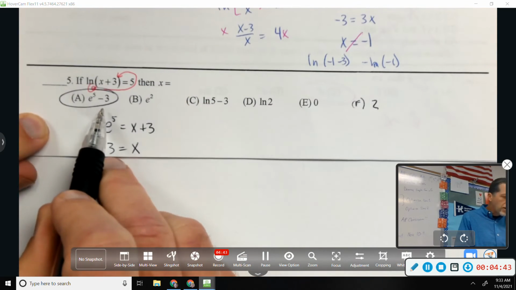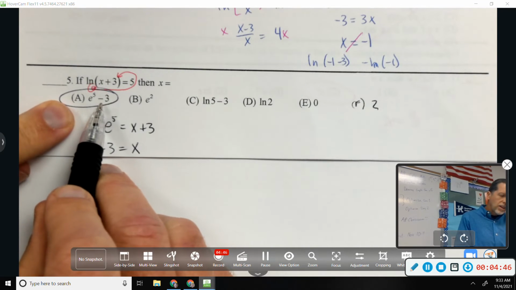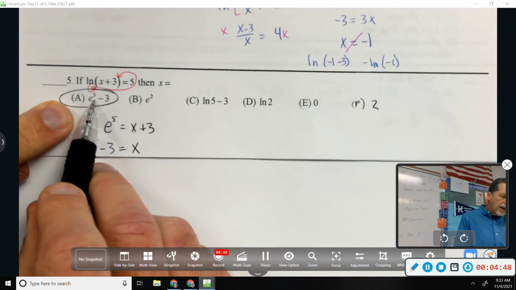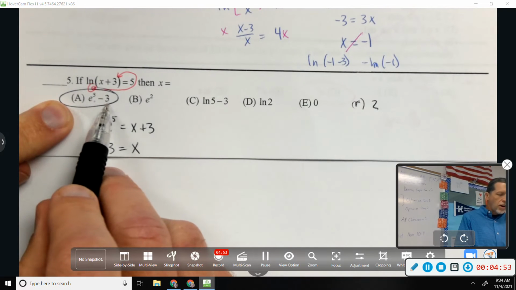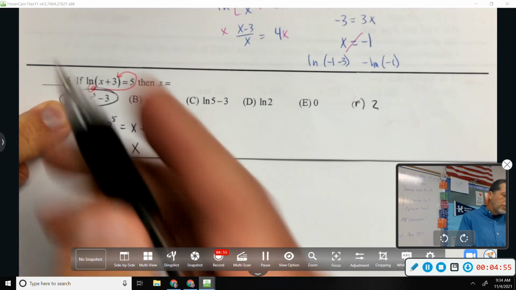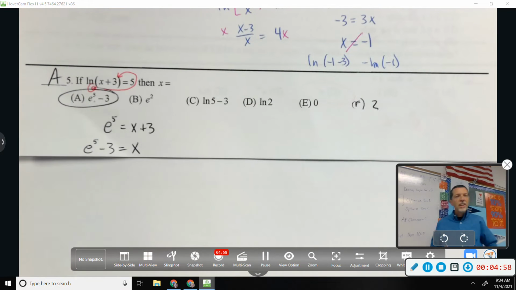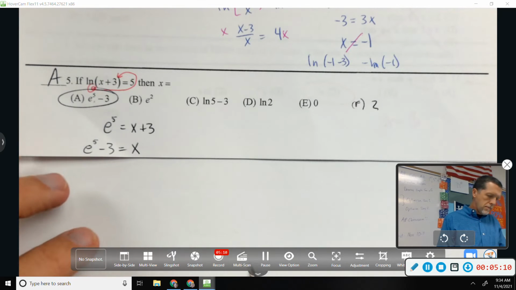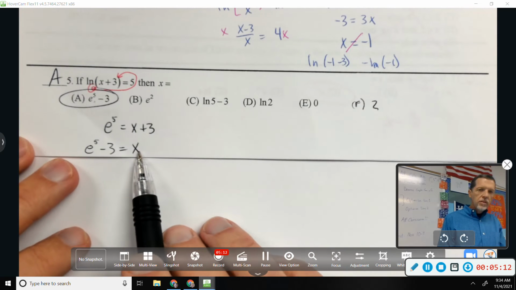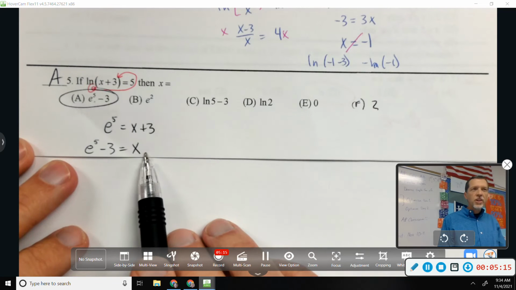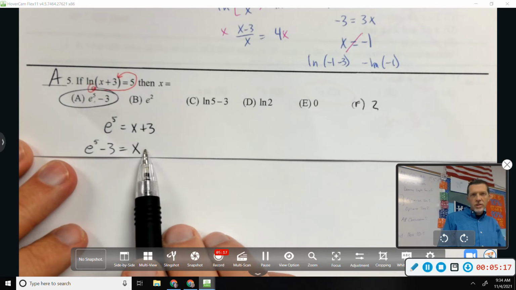Then I better check and make sure I'm not taking the log of a negative number. e to the 5 is a pretty big number, so if I subtract 3, it's definitely not negative. That's good enough. For this instance specifically, because they gave two choices, you wouldn't keep going. We have x equals, we're solving for x. Once we have x, we're done.